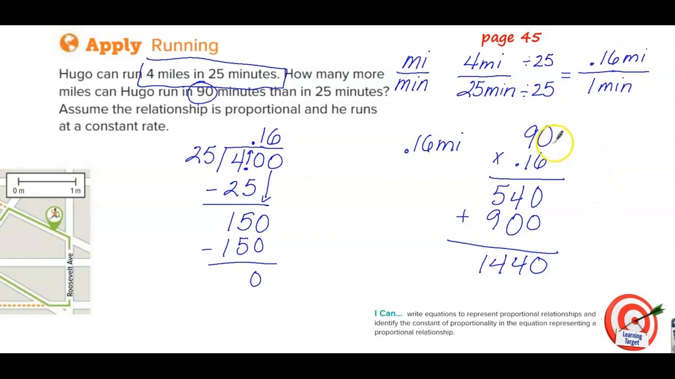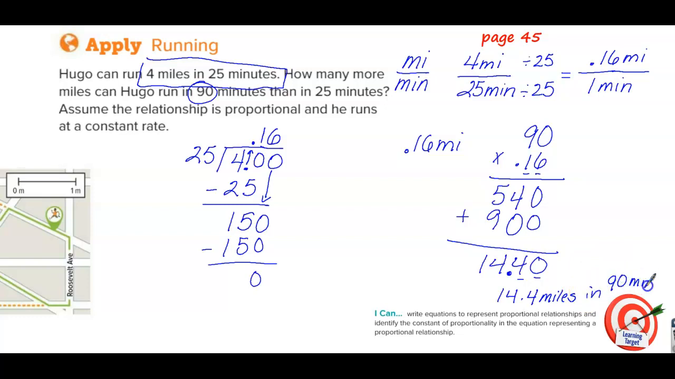Now, when we multiply with decimals, we ignore the decimal while we're multiplying, but in the end, we have to go back and acknowledge it. There were 2 numbers after the decimal in the problem, so there have to be 2 numbers after the decimal in the answer. So the decimal is going to go right there. So this gives us 14.4, which is how many miles Hugo can run in 90 minutes.